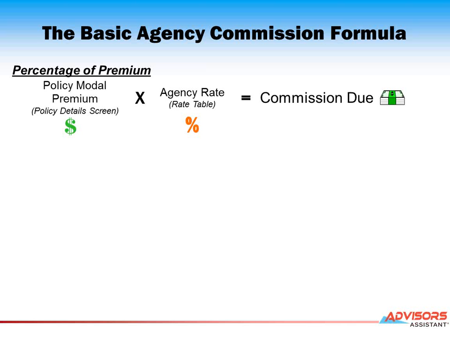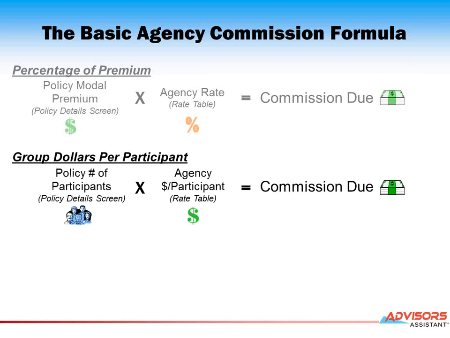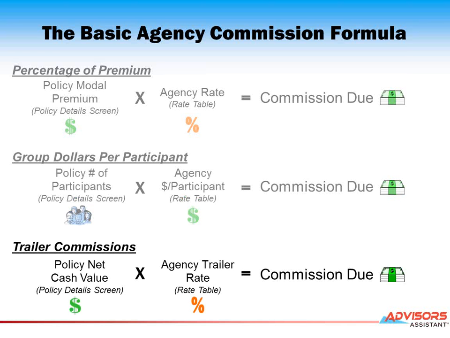Advisor's Assistant does have different calculations. For group, you can also calculate dollars per participant. And in that case, the number of participants is a field in the policy, and the dollar per participant is in the rate table to calculate the commission due. And if you're calculating trailer commissions, Advisor's Assistant will use the net cash value from the policy and the trailer rate from the rate table to calculate the commission due.